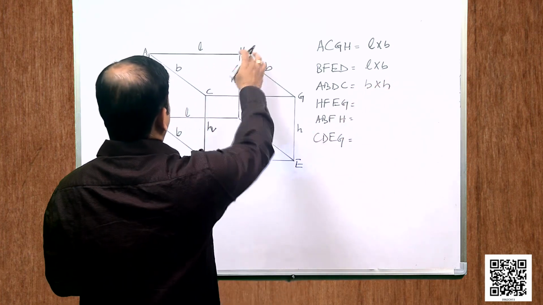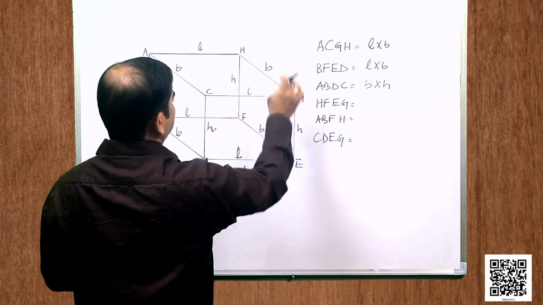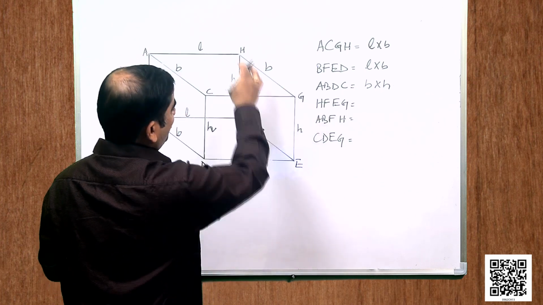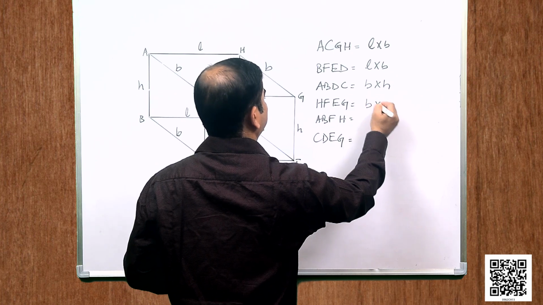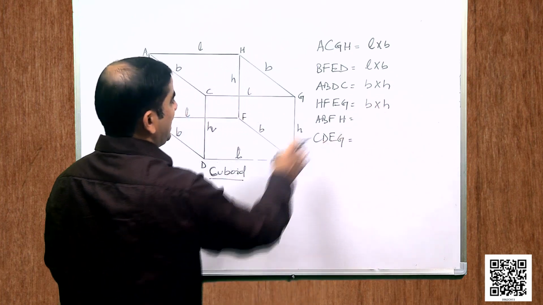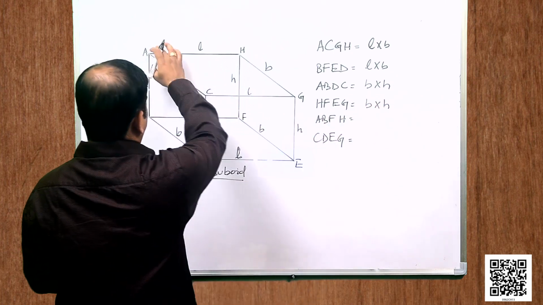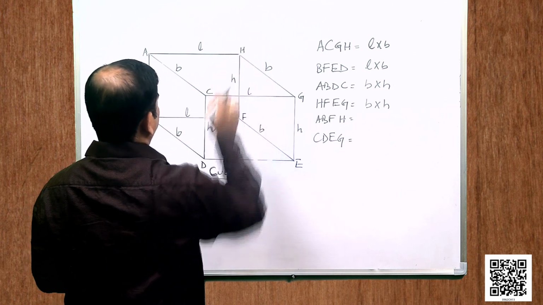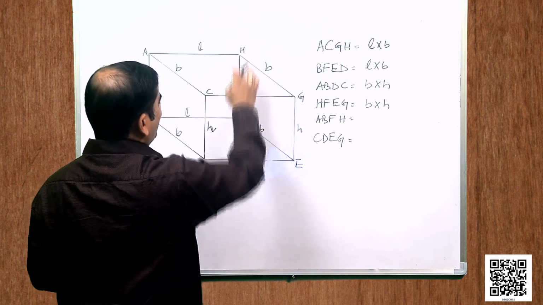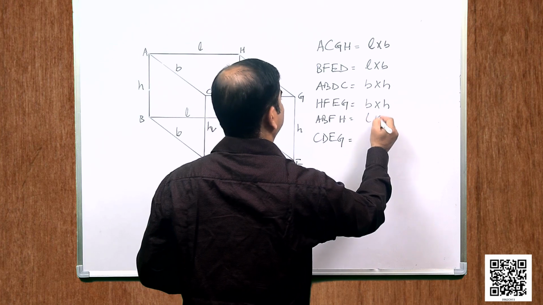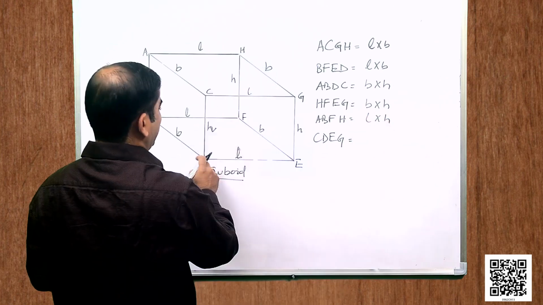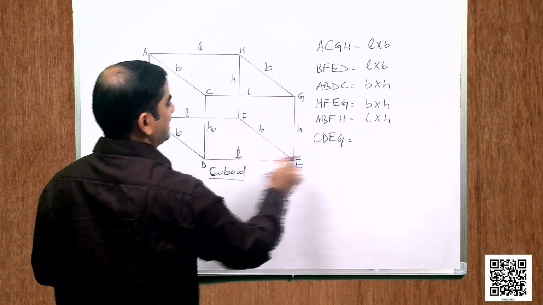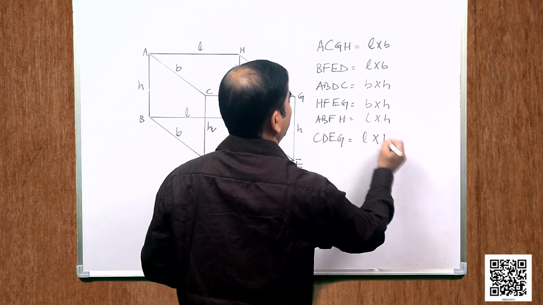HFEG. It is breadth into height. ABFH. It is length into height. CDEG. Again length into height.